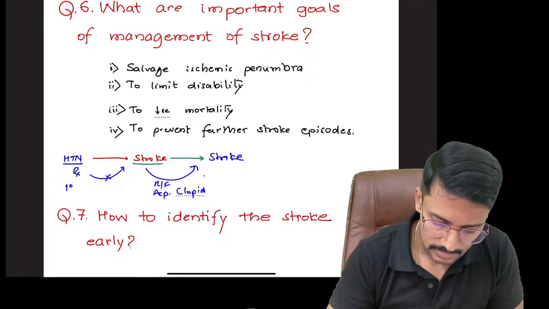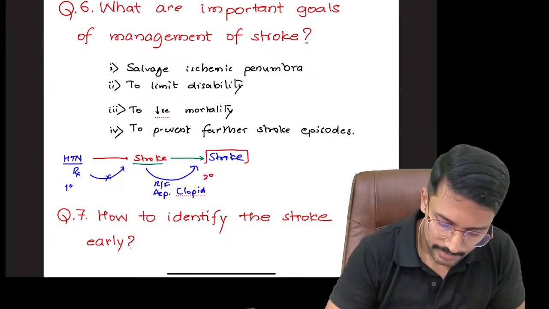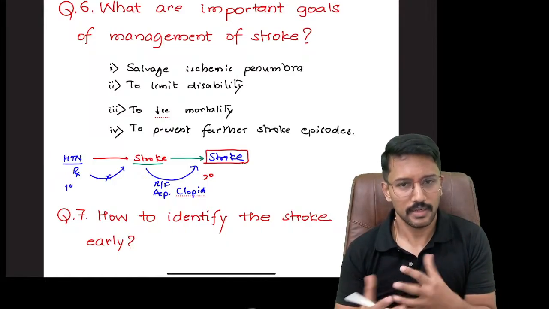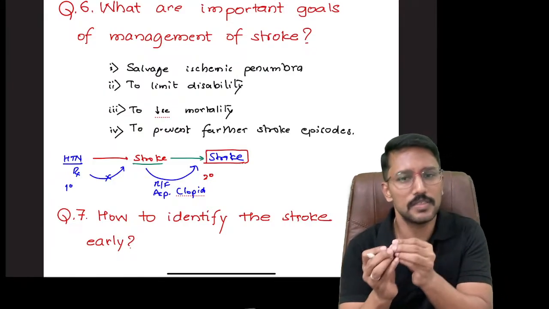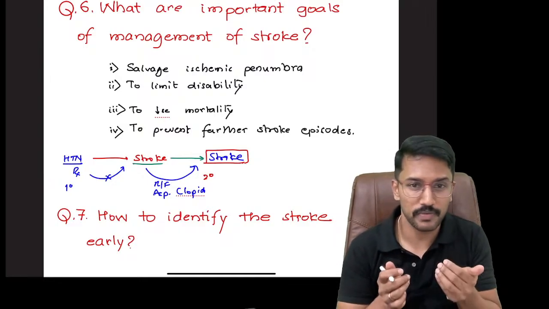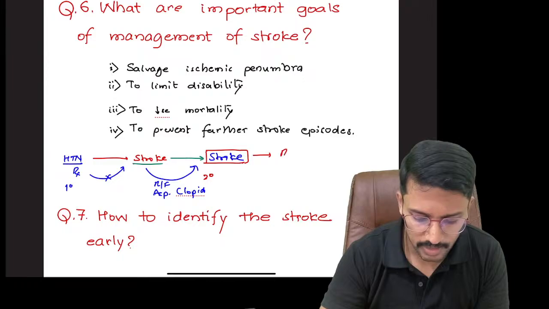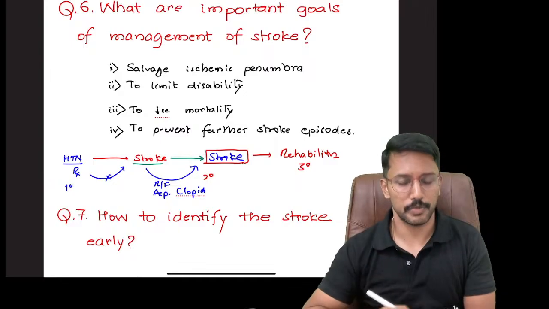Then we will call it as secondary prevention. Okay, now the stroke that has happened has caused him to be disabled, hemiplegic, he will not be able to function properly. He has become bedridden, wheelchair bound, so we are trying to make his life easier by giving him a wheelchair, support devices, basically doing rehabilitation. So that rehabilitation will be considered as tertiary prevention.